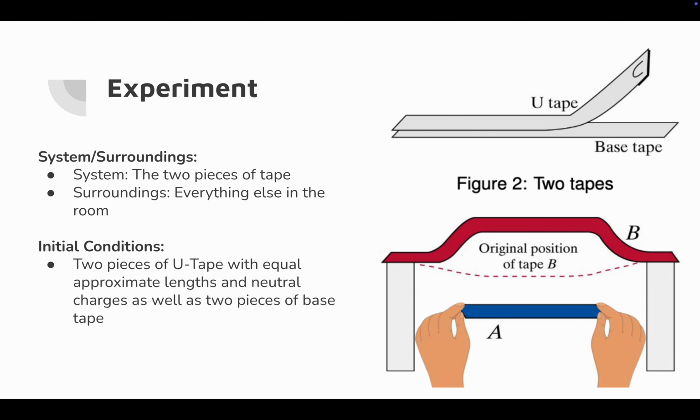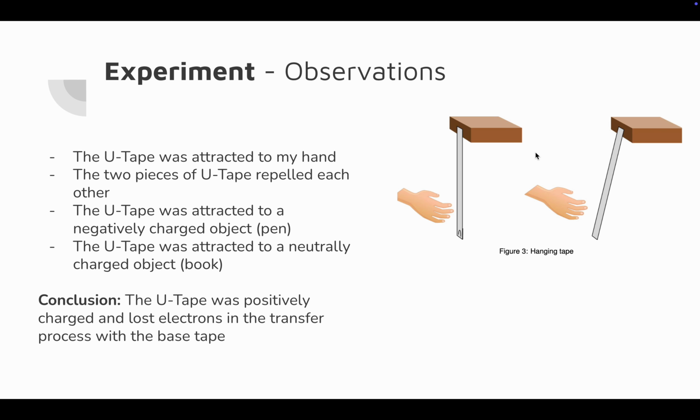For the actual experiment, the system was the two pieces of U-tape that we used, and the surroundings were everything else in the room. As you can see here, we charged the pieces of tape by pulling the U-tape off of the base tape, and then we used two pieces of U-tape down here to repel one away from the other because, like I said, we found that they were positively charged, so they repelled each other. For initial conditions, we had the two pieces of U-tape with equal approximate lengths and neutral charges, as well as two pieces of base tape to charge them.